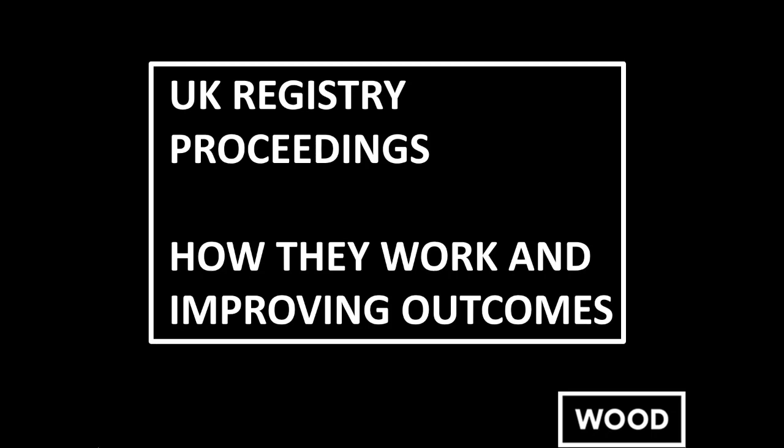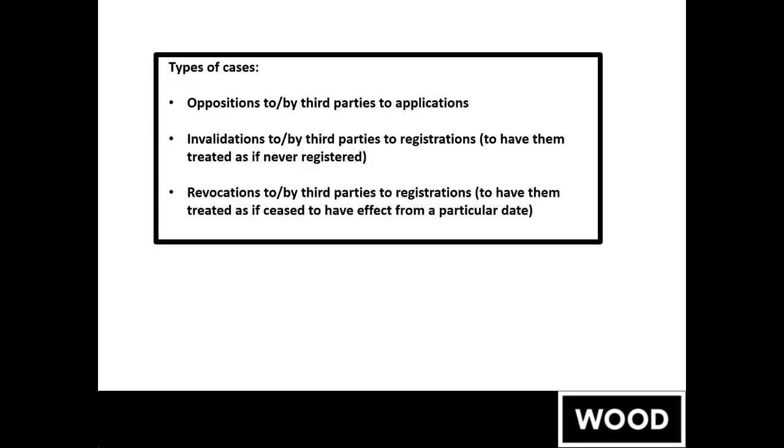So what kind of cases are we talking about? Well, we're talking about oppositions to and by third parties to applications in the UK Intellectual Property Office. So those are ones where they're trying to stop them ever getting registered. And then secondly, invalidations by or to third-party registrations, which is to have them treated as if they've never been registered, because in truth, if you'd known about them at the application stage, you would have probably opposed them. So how does it work and how does it go wrong?